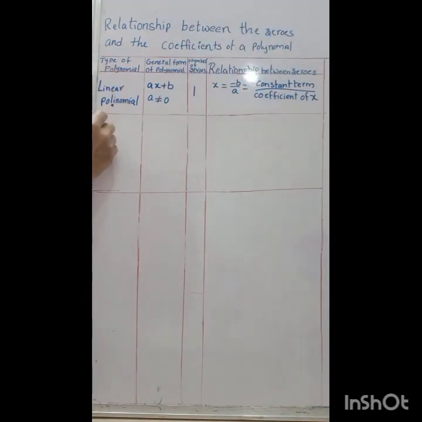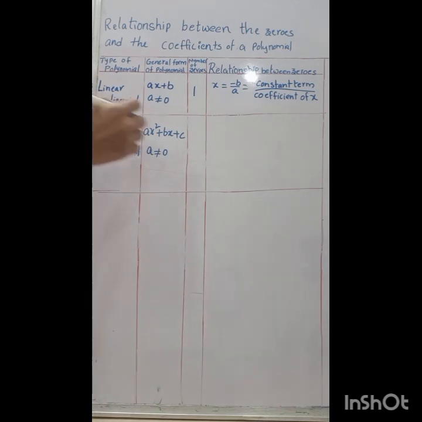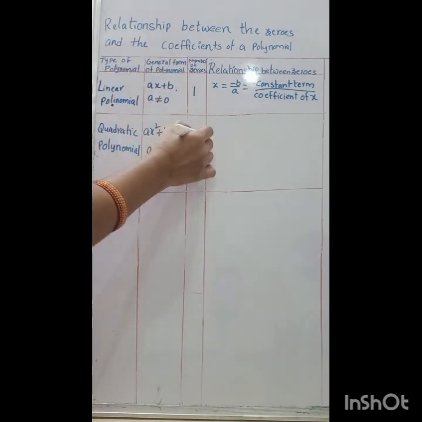The second type of polynomial is quadratic polynomial. If the degree of the polynomial is 2, it is said to be a quadratic polynomial. The general form of the quadratic polynomial is ax square plus bx plus c equal to 0, where a is not equal to 0. The number of zeros of a quadratic polynomial is 2.